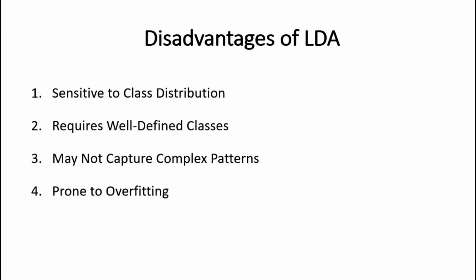The disadvantages of LDA are as follows. First, LDA will fail when the discriminatory information is not in the mean but rather in the variance of the data. Second, if class labels are ambiguous or if the classes are not well defined, LDA might not perform optimally. Third, LDA's linear nature might not capture complex decision boundaries that nonlinear techniques like support vector machines or neural networks can handle. Fourth, when the number of features is much larger than the number of samples, LDA can be prone to overfitting.